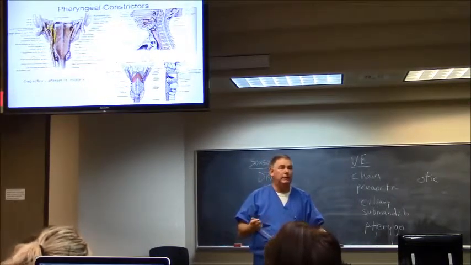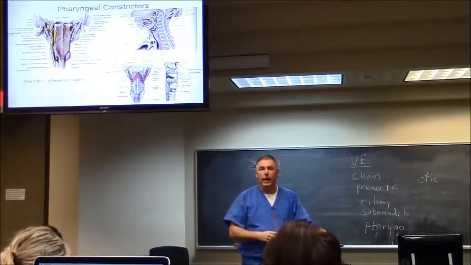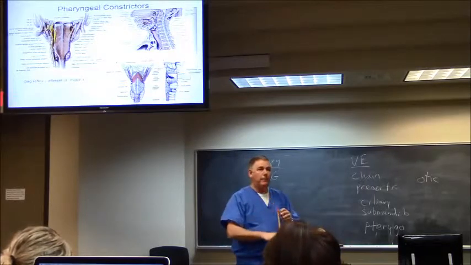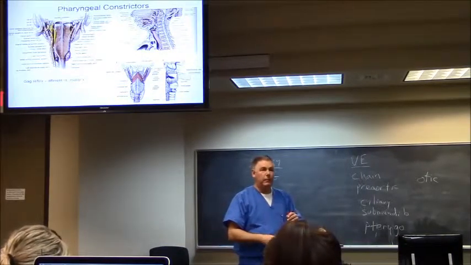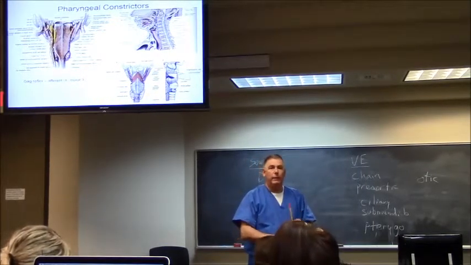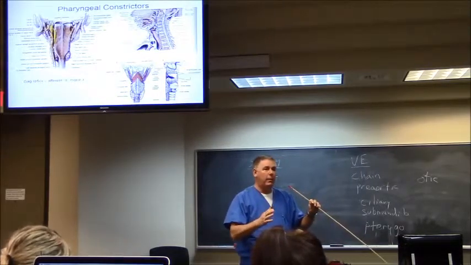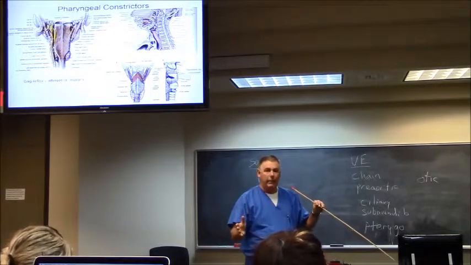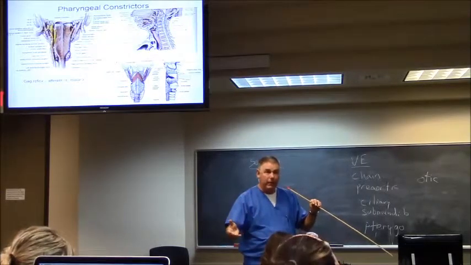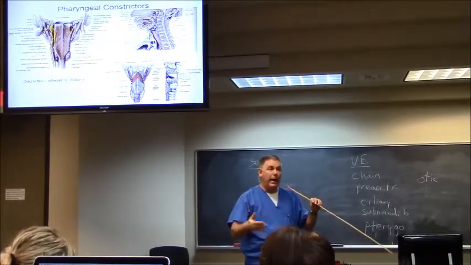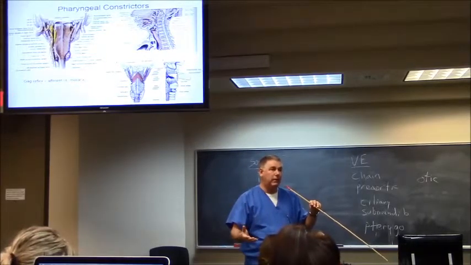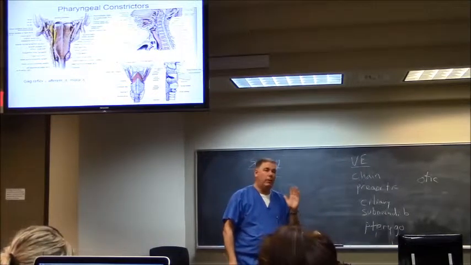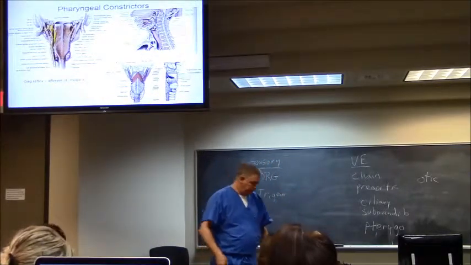But another way to test 9 and 10 together is to take a tongue blade and touch the back of the mouth. What happens when you do that? You gag. The sensory limb of that gag reflex is 9. That means you can feel it. The motor gag itself is 10. So the gag reflex will test cranial nerves 9 and 10.